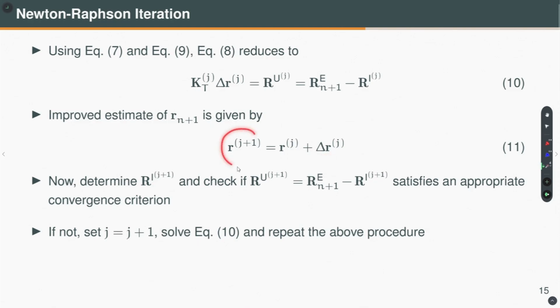Now, what do we do? When I get this improved estimate of the displacement for R n plus 1, then I need to determine the internal resisting forces and check what is the new unbalance, which is this minus that. If this satisfies a convergence criteria, which I will talk about in just a little bit, then we can stop the iteration. If not, we set j equal to j plus 1 and solve equation 10 and repeat the same procedure again and again until a convergence criteria is satisfied.